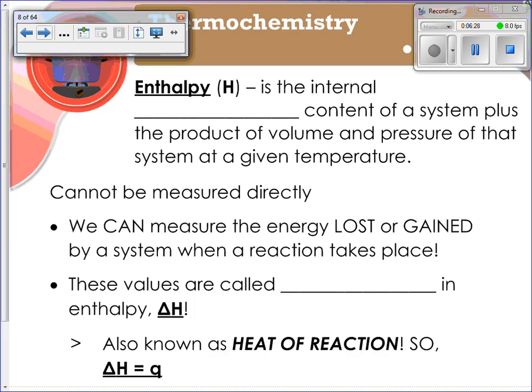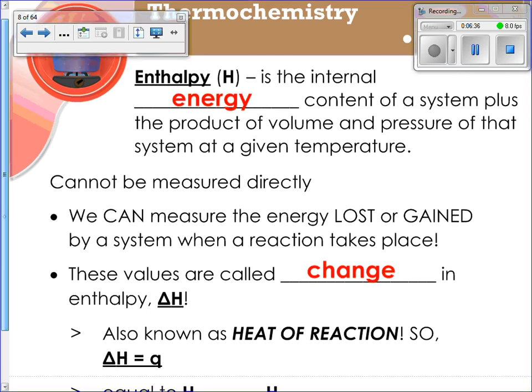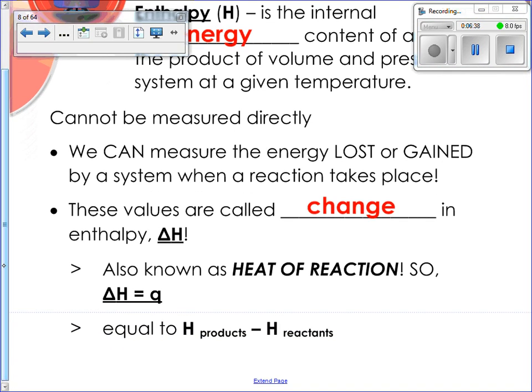Enthalpy is the internal energy content of a system plus the product of the volume and pressure of that system at any given temperature. We can't measure it directly, but we can measure the energy lost or gained by the system when the reaction takes place. These values are called the change in enthalpy, and that's notated with this delta H right here. It's very important. And it's also known as the heat of the reaction. So change in H is going to be equal to Q.